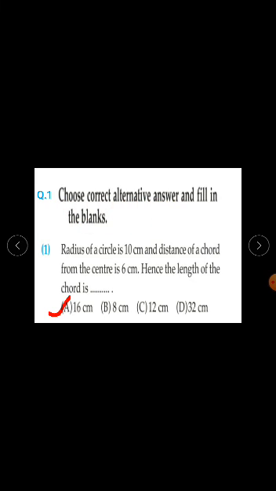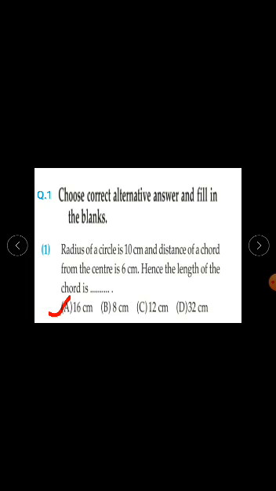First sub question. Radius of a circle is 10 centimeter and distance of a chord from the center is 6 centimeter. Hence the length of the chord is blank. First option is 16 centimeter, second is 8 centimeter, third is 12 centimeter and fourth is 32 centimeter.